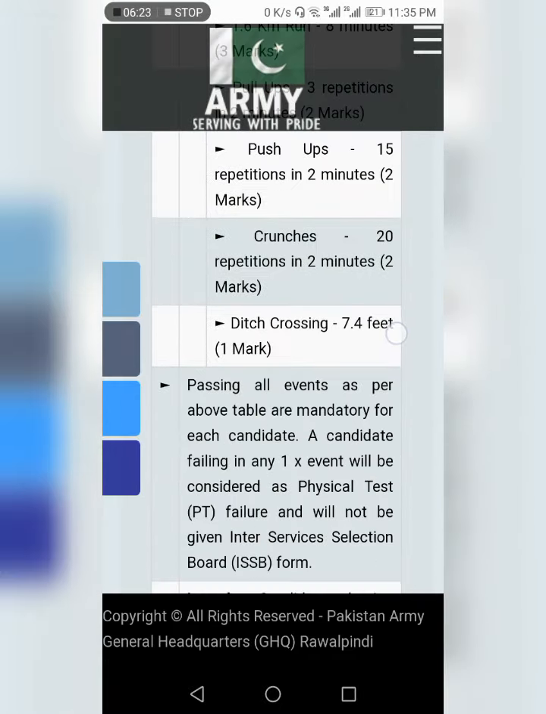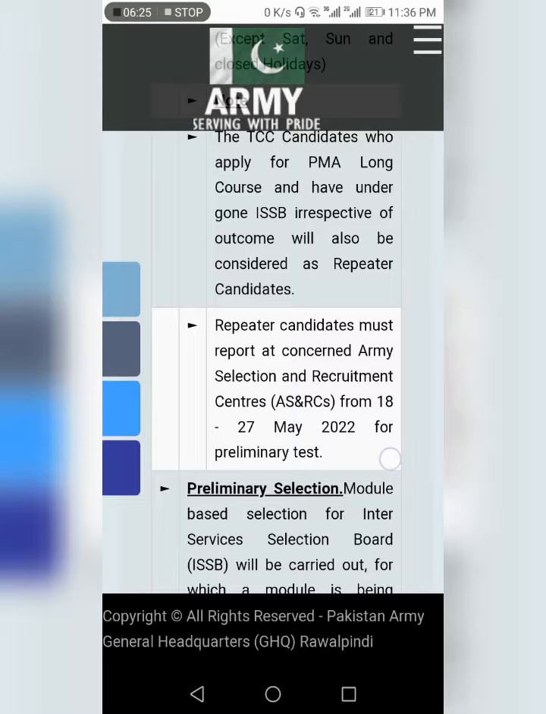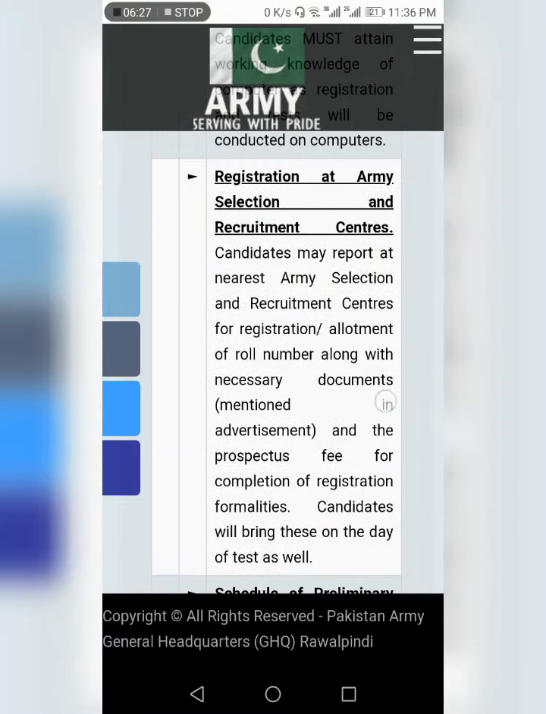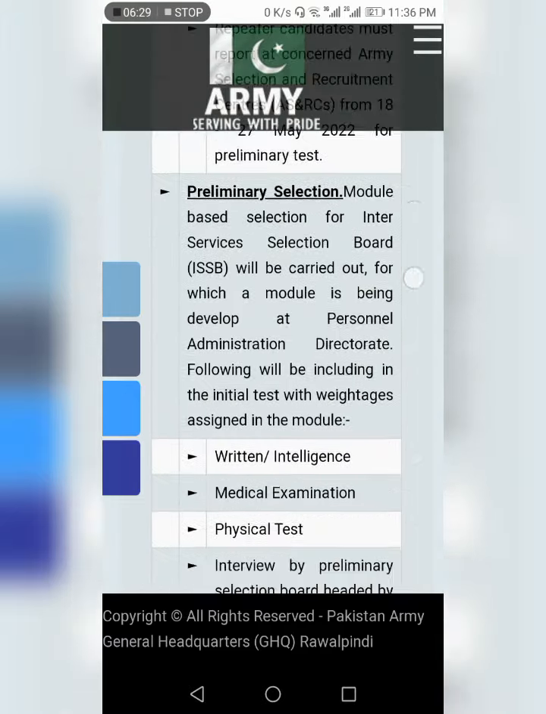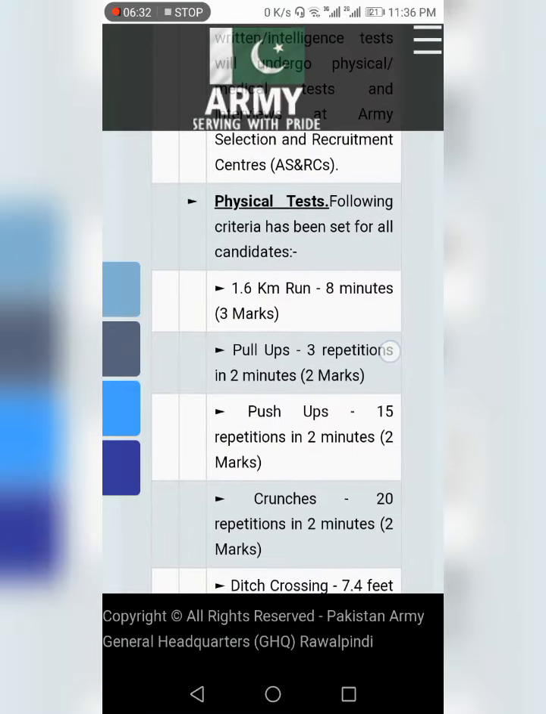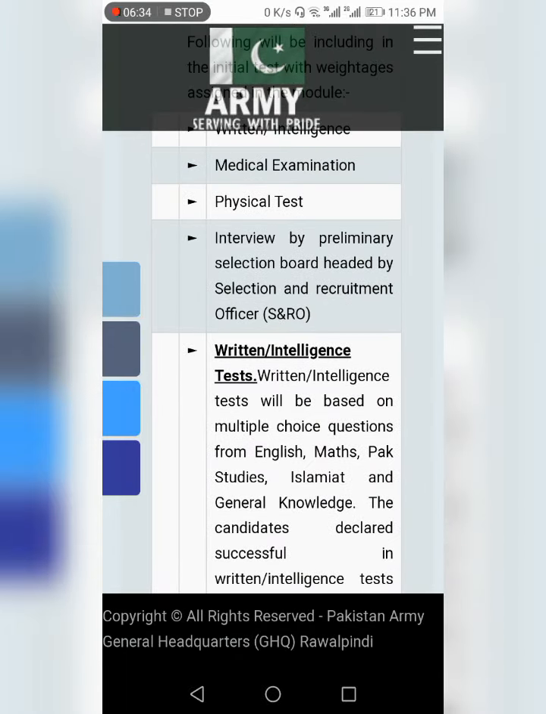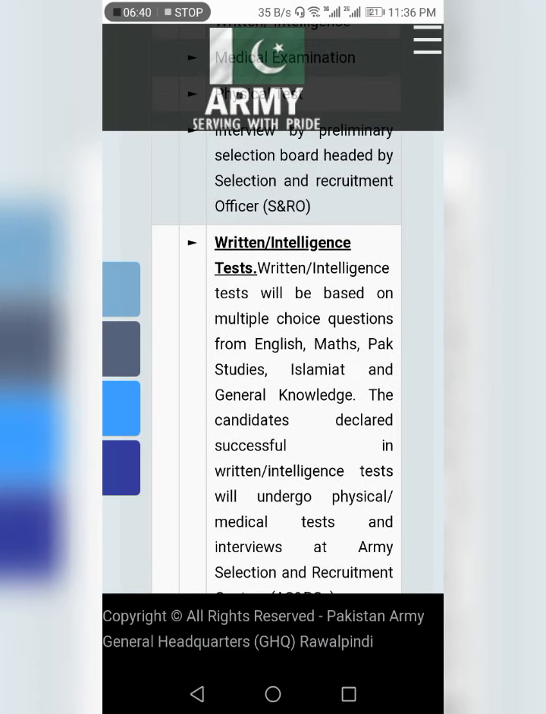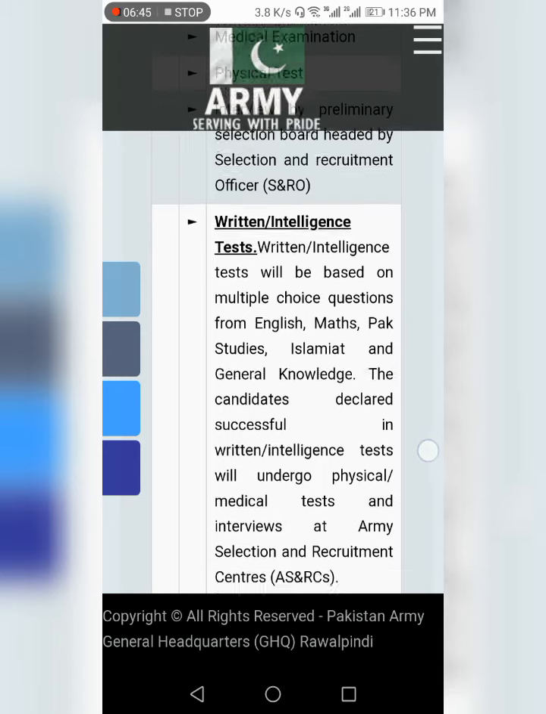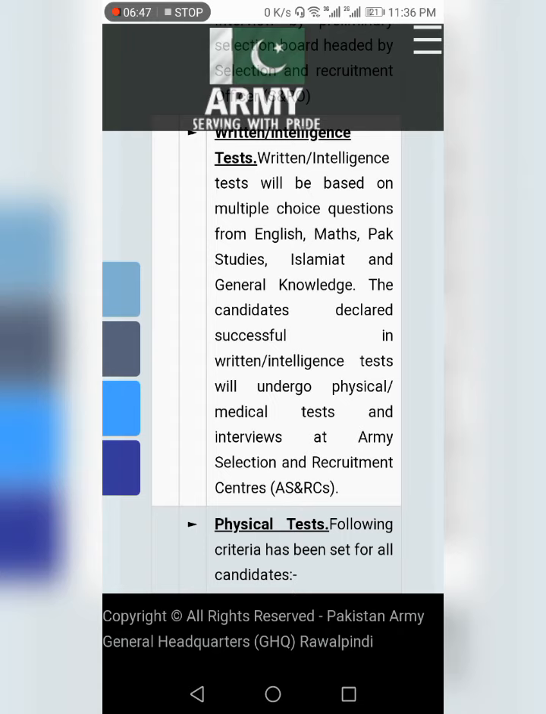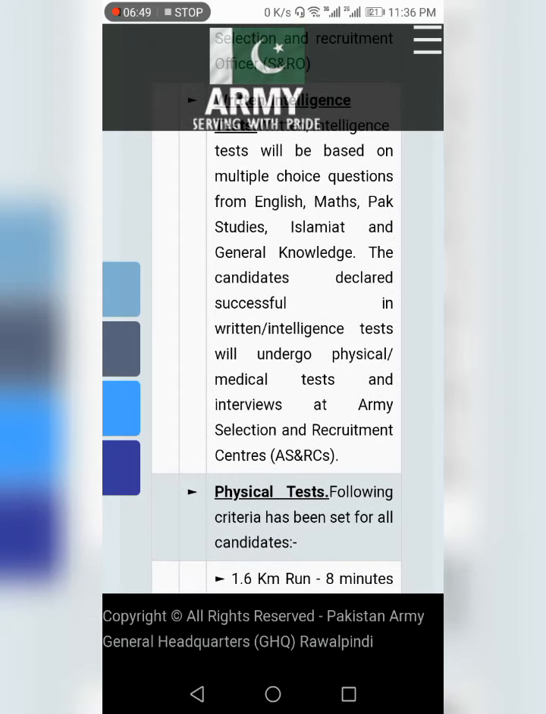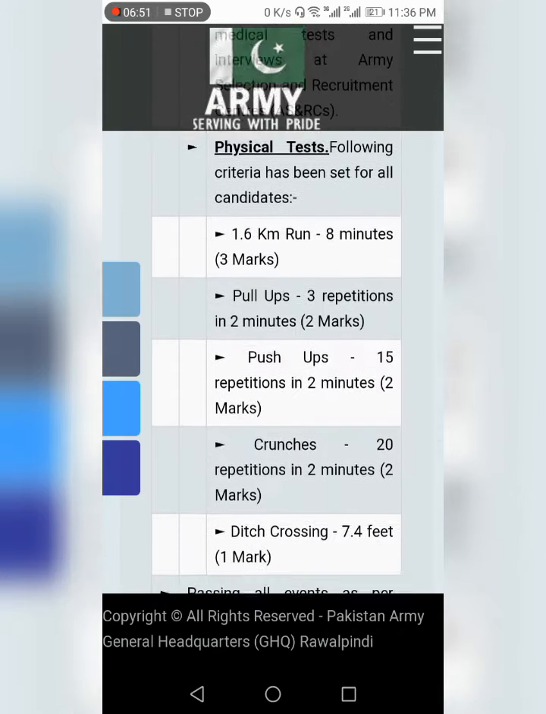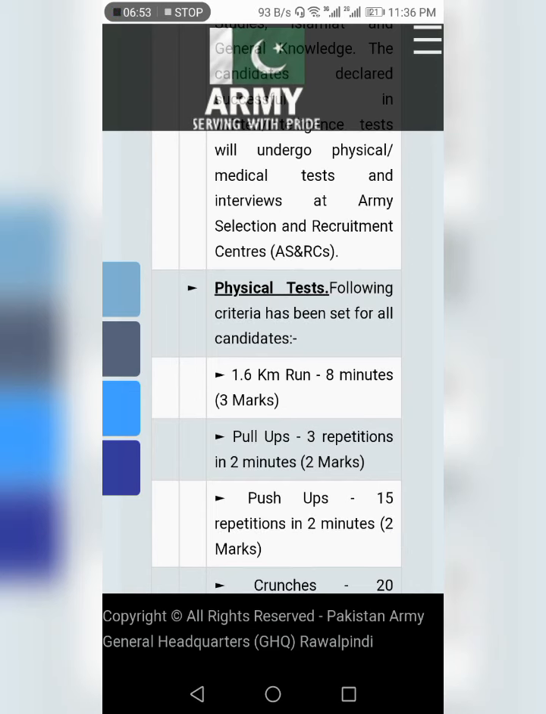Here physical test, ditch crossing. We will talk. Written intelligence test will be based on multiple choice questions. The written intelligence test will include English, math, Pak studies, Islamiyat and general knowledge. The candidates declared successful in written intelligence test will undergo physical, medical test and interviews at Army selection and recruitment centers. So next your test will be physical.